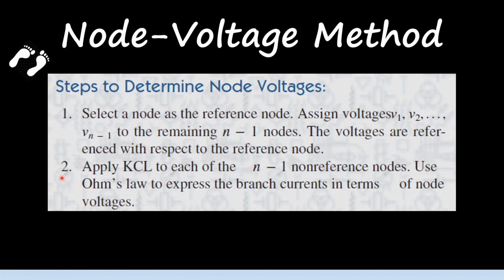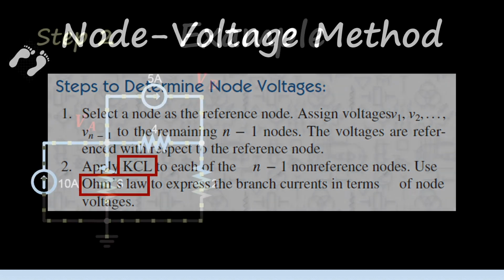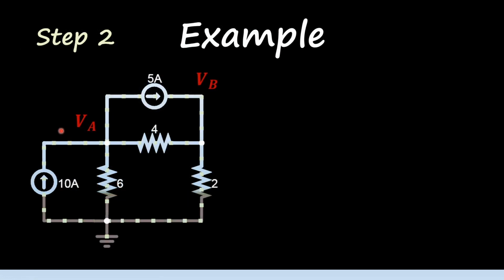We now move to step number 2 of node analysis, where we apply KCL to each of the nodes that is not a reference node, and then we also use Ohm's law to express the branch currents in terms of node voltages. So let's see that in action. We go back to our circuit. We have the nodes that we identified from step 1 plus the reference node, and I'm going to assign some currents because I need to apply KCL.